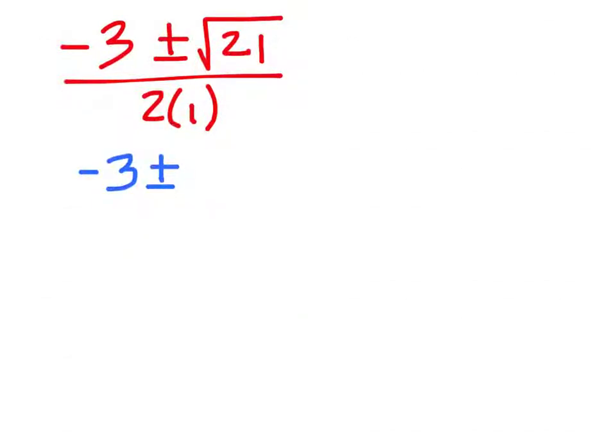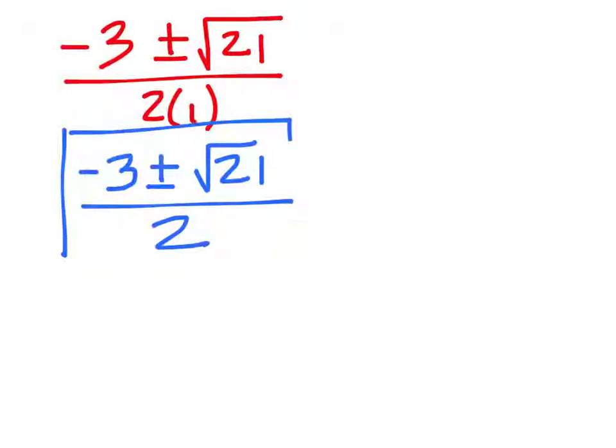Can I simplify the square root of 21? What perfect square goes into 21? None. That's right. You can't simplify it, so it stays the same. Then on the bottom you have a 2. Is there a negative in the bottom we have to remove? No? So this is it. This is the final answer.